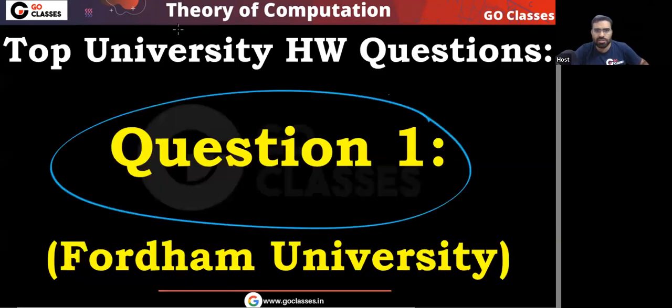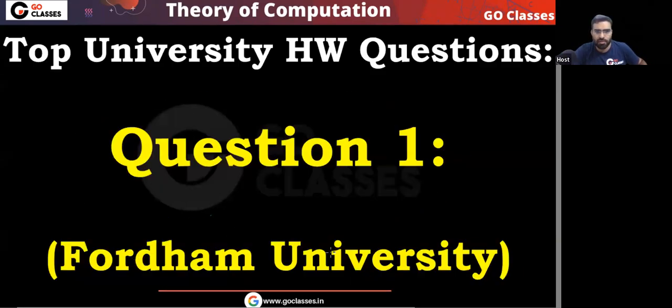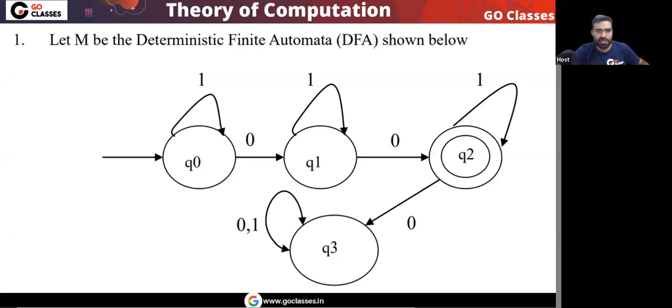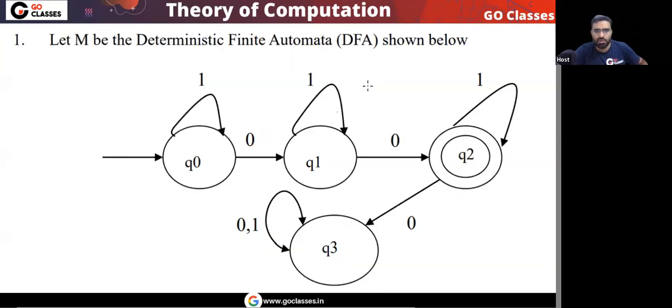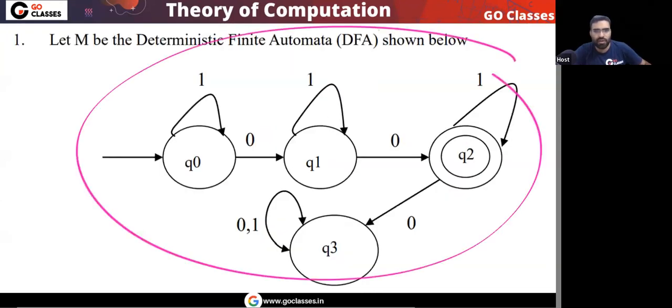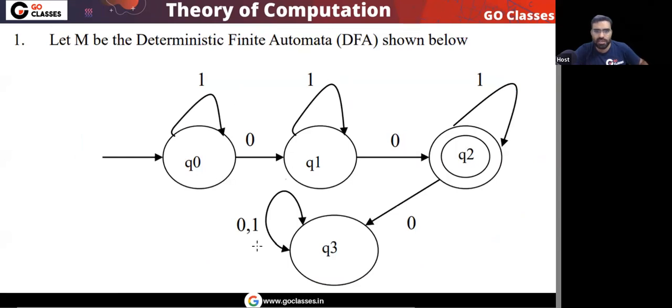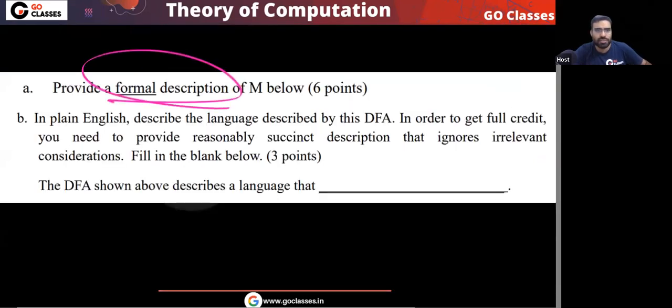Let's start with question number 1, that is the Fordham University question. This is a very simple question. Let M be a deterministic finite automata. This is a DFA that is given to you. The question is asking, provide the formal description of M. This is your machine. We need to provide the formal description of this machine.